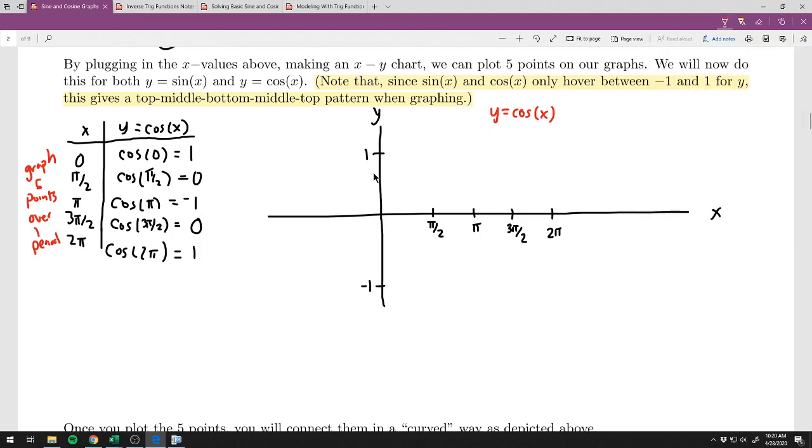And when x equals 0, y is 1. When x equals pi over 2, y is 0. When x equals pi, y is negative 1. When x equals 3 pi over 2, y is 0. And when x equals 2 pi, y is 1.